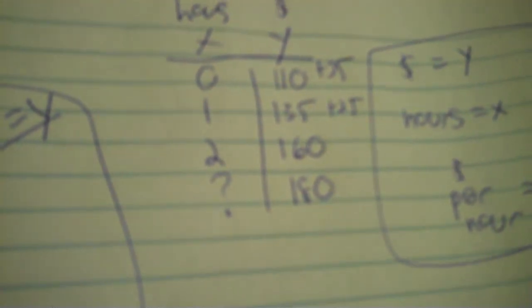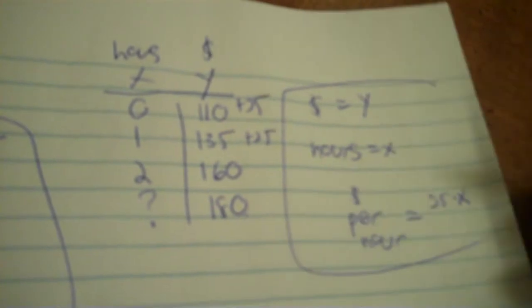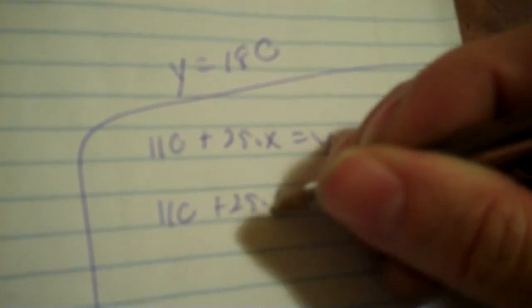Alright, now $180. That's going in for the y, and I'm trying to find out how many hours that is. So y equals 180 then. So I put y 180. So 110 plus 25 times x equals 180.